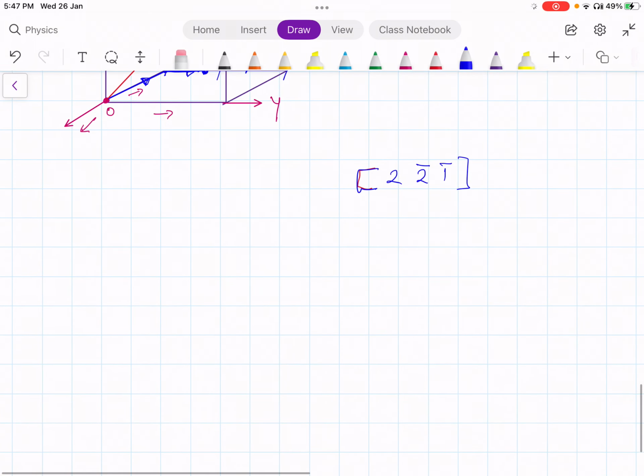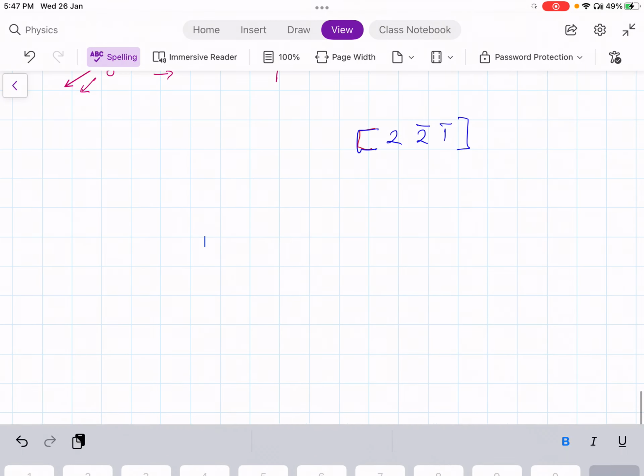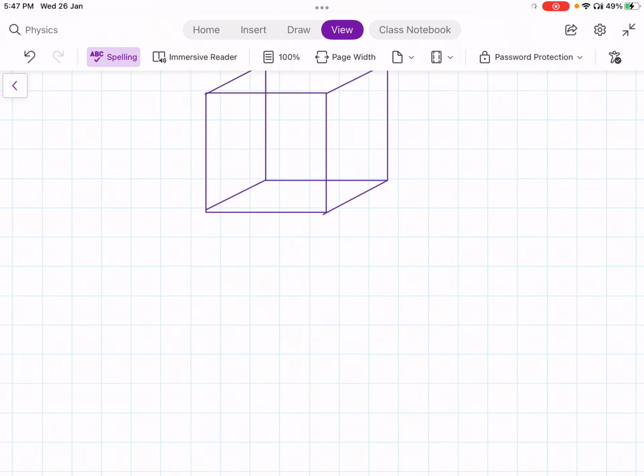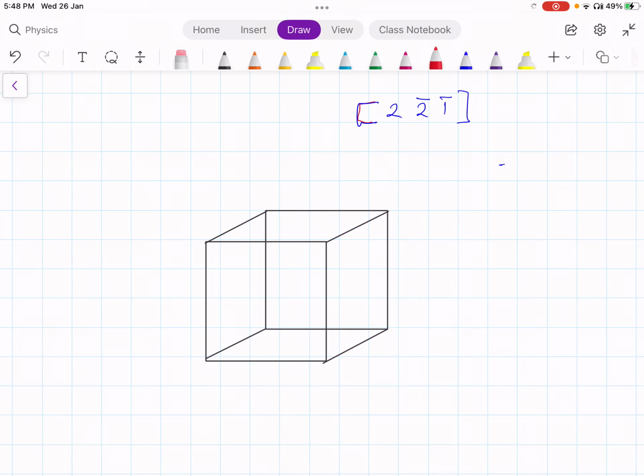So according to our steps, the procedure, first what we have to do is draw the unit cell. Second step is we have to decide the origin. Now in this case we need a positive x, negative y and z. Accordingly we have to select the origin. So this should be origin. This is the origin.